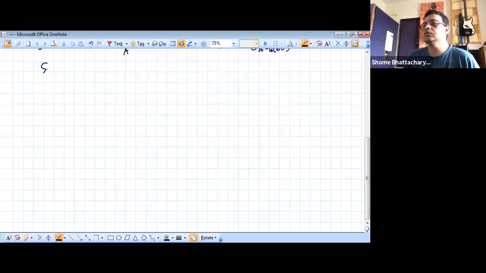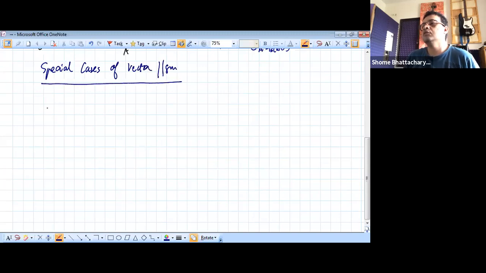So special cases of the vector parallelogram. So पहला case क्या था? It was the case where it's a rectangle. So rectangle के बारे में what was the important thing? If A is perpendicular to B, okay, then the parallelogram becomes a rectangle.